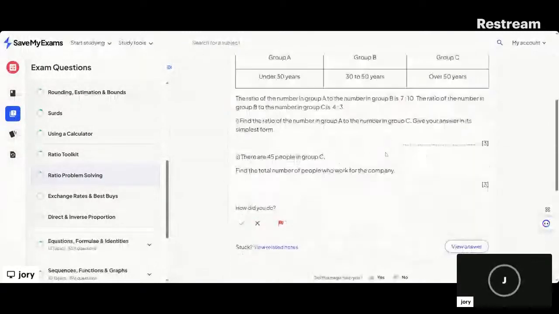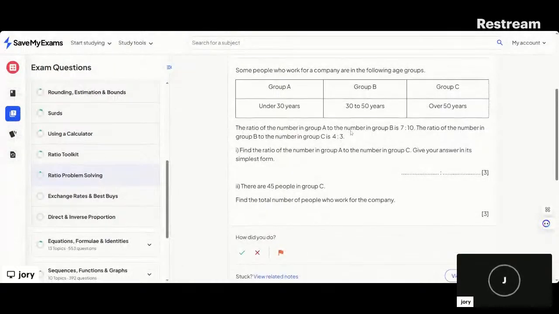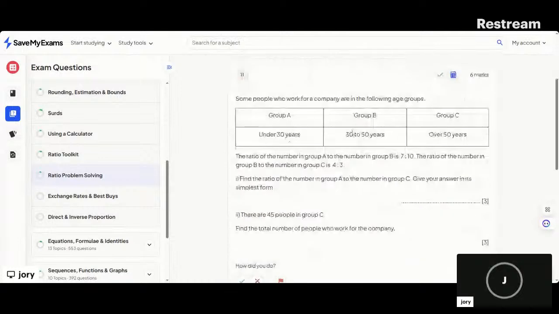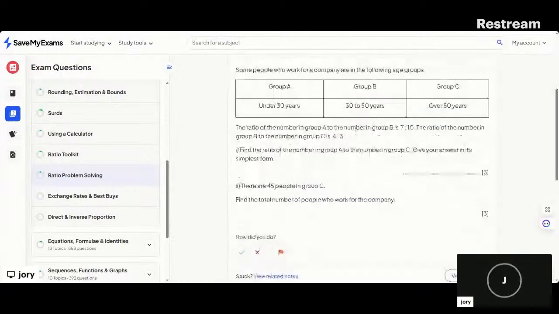Let's go 11. People who work for a company are in the following age groups. This is 6 marks. This is a lot of marks. The ratio of the number in group A to the number in group B is 7 to 10. The ratio for the number of people in group B to the number of people in group C is 4 to 3. Find the ratio of the number in group A to the number in group C. Okay.